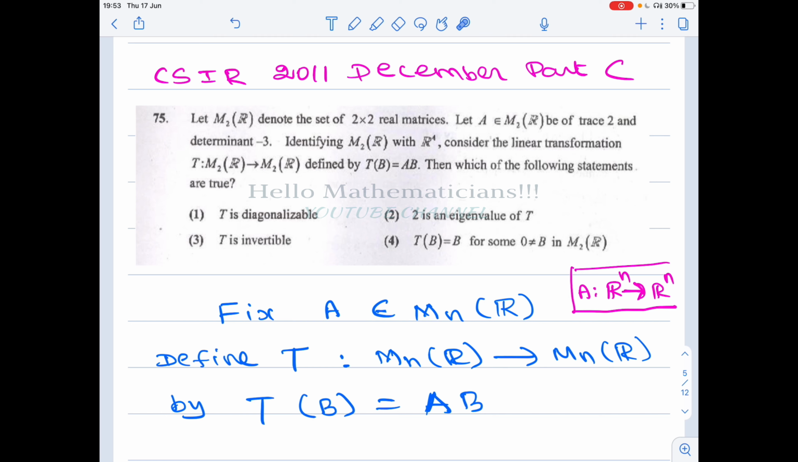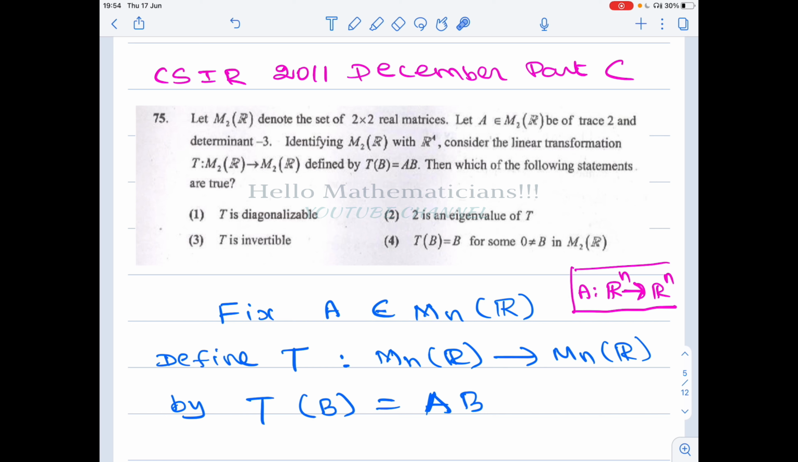Okay, how to attack this problem? So there is this linear transformation T defined using the matrix A. We will show that there is a connection between the eigenvalues of A and the eigenvalues of T. What is the connection? We will prove that the minimal polynomial of A and the minimal polynomial of T are both equal.